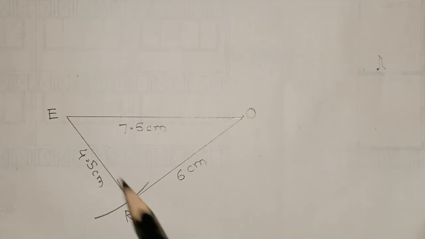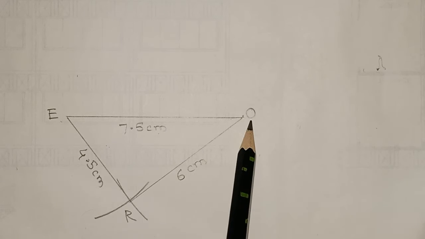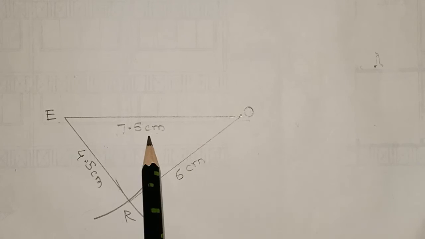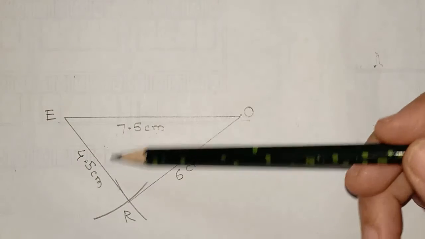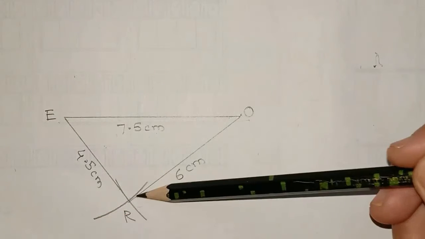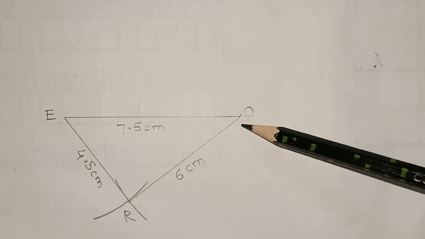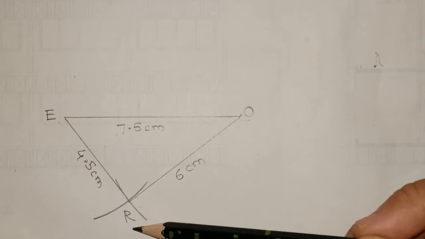Now here I have drawn a diagonal EO as per the given sketch, 7.5 centimeter. Then I have taken 4.5 centimeter in the compass and drawn one arc from the point E and another arc of 6 centimeter from point O, and their point of meeting is R.